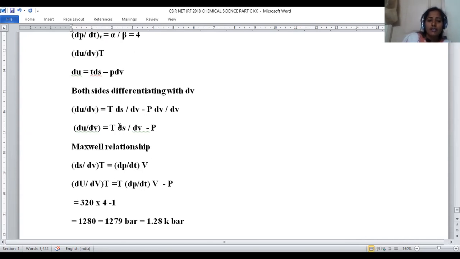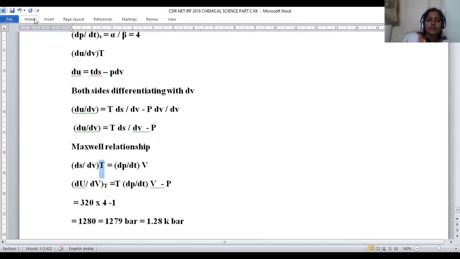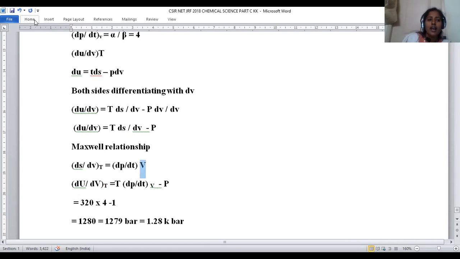So in this equation, we have dS by dV. Instead of dS by dV, what we are inserting? dP by dT, because that value is known to us. So dU by dV at constant temperature, this T should be subscript here. Here also T should be subscript, at constant temperature. This denotes constant temperature: dU by dV at constant T is equal to T dP by dT at constant V, minus P. Constant volume stands for isochoric condition.